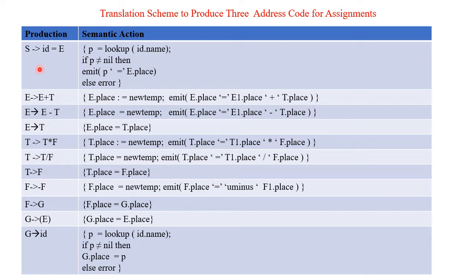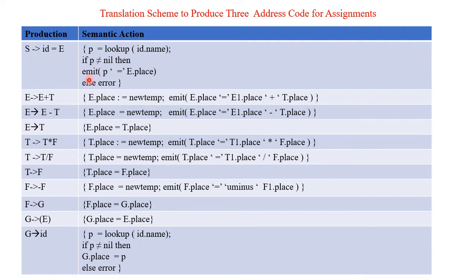Now let us discuss what the corresponding semantic actions are. For S gives id equal to expression, we have to check whether this id exists in the symbol table. That can be done using the function lookup. Lookup id.name searches for the existence of id in the symbol table. If id is present in the symbol table, a pointer is returned, that is p. If p is not equal to nil, that means it is already present in the symbol table.